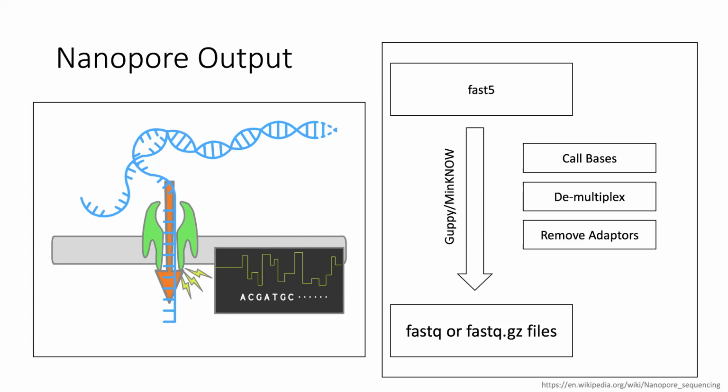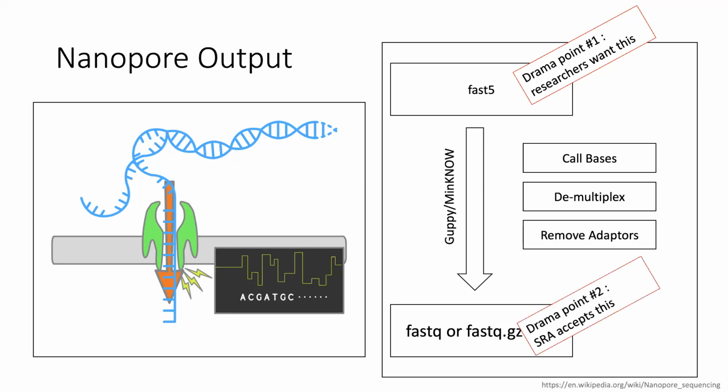I point out these two file formats because when you're trying to share these with people, the version of Guppy greatly impacts what your FASTQ files are like. So many researchers and people who are working with nanopore sequencing want the FAST5 files. But if you're submitting to the SRA, from what I understand, it only accepts FASTQ files.